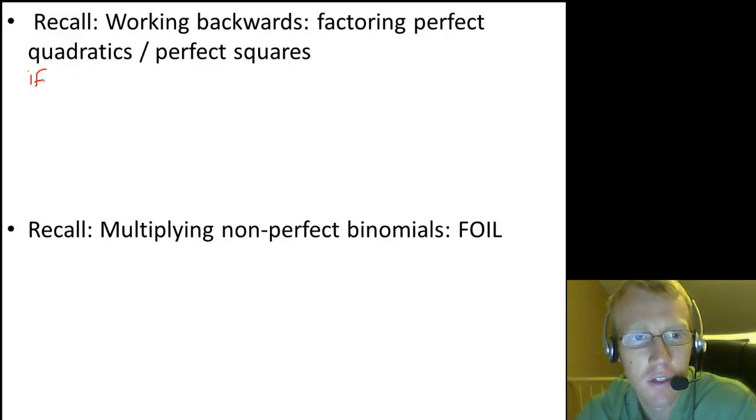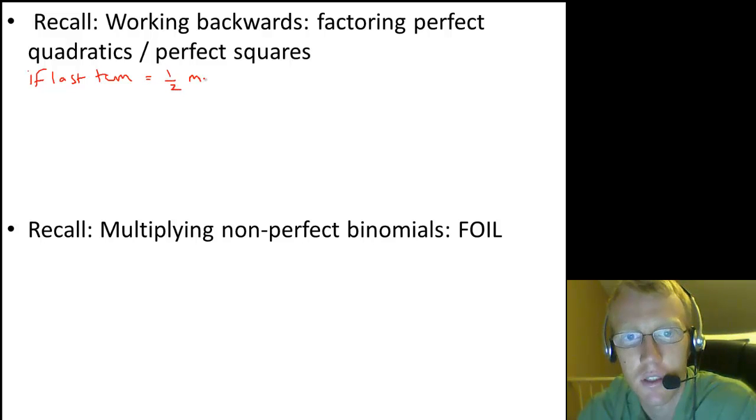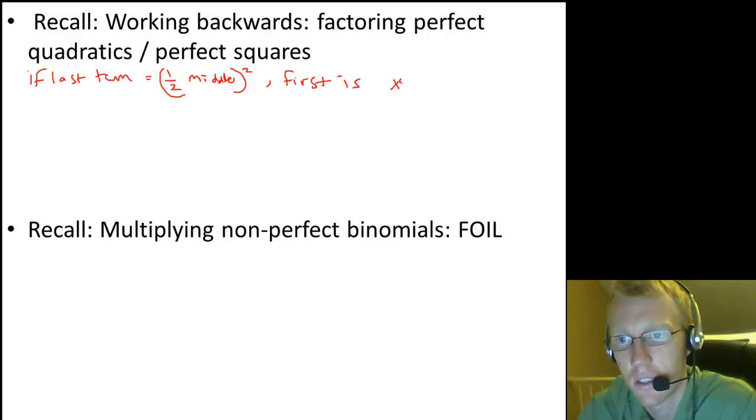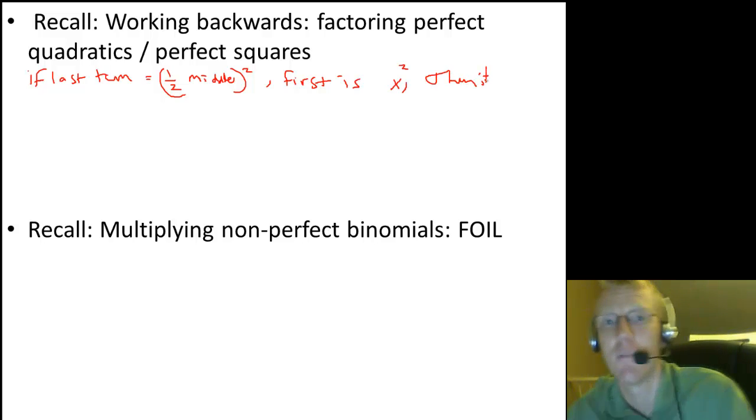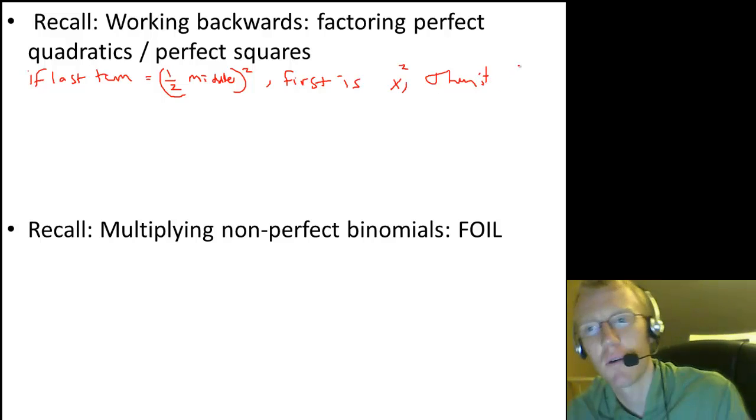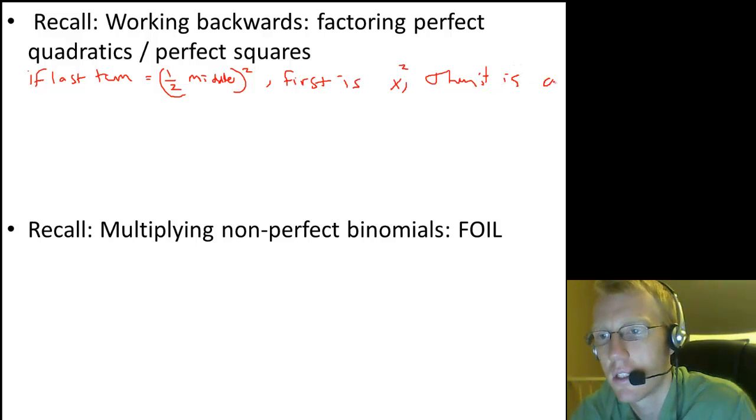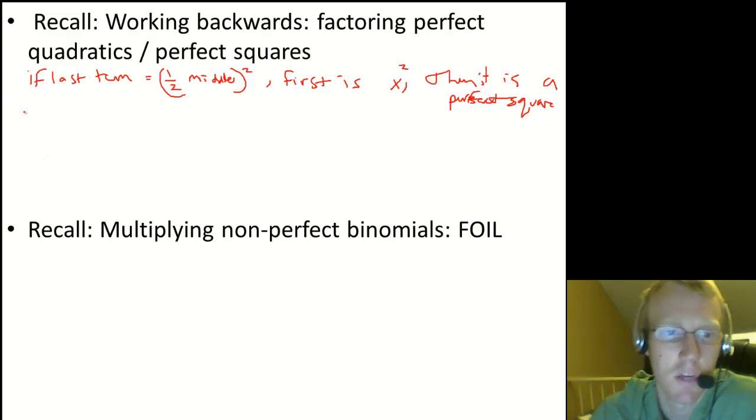So if the last term equals 1/2 the middle term squared, and the first term is x squared, then it's a perfect square. Basically, if it matches that resulting formula, you can work backwards and write it as a perfect square. Okay, and so let's give a couple of examples.